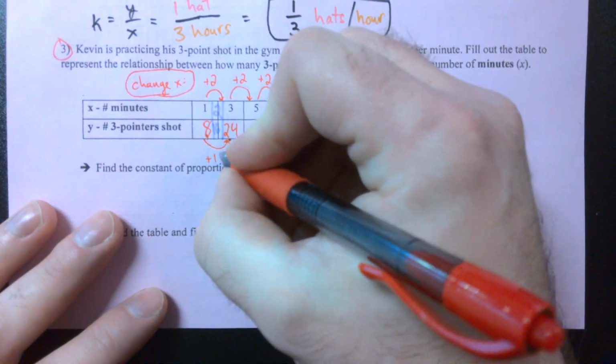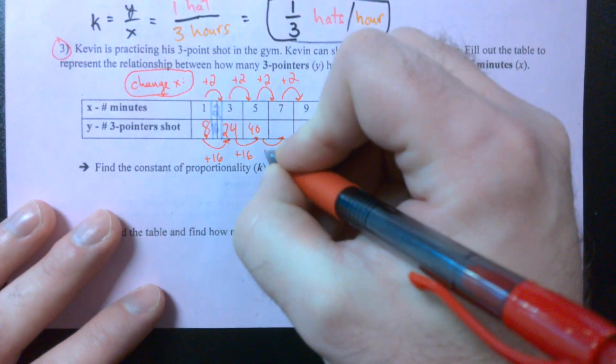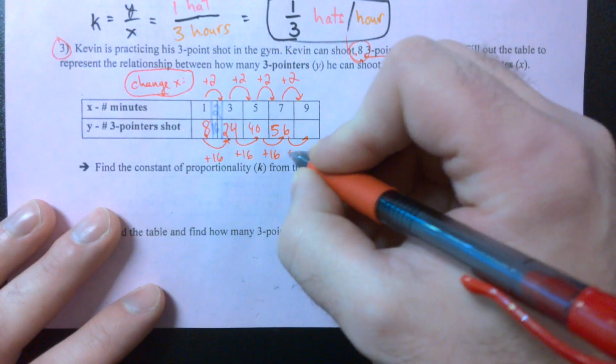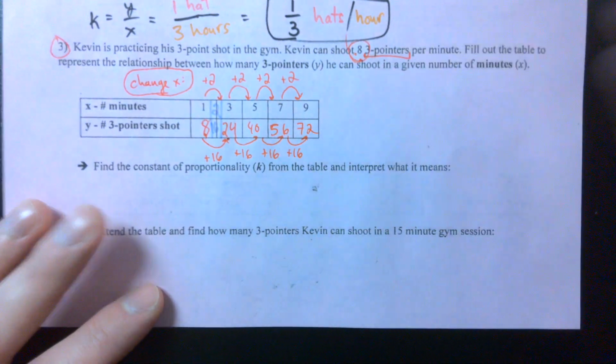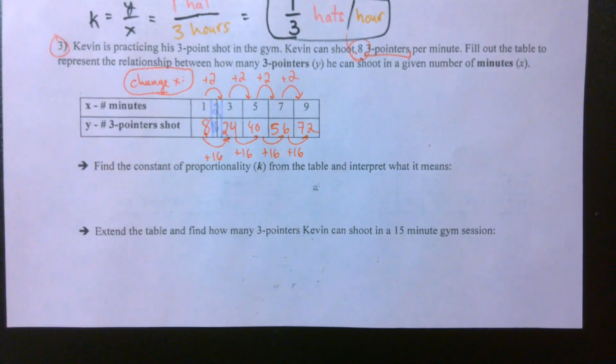16. So what's 24 plus 16? 40. What's 40 plus 16? 56. What's 56 plus 16? 72. Give me a thumbs up. Your table looks like mine. Yep. Vanessa's does, Ayana's does, Amari's does, Phaedra's, Billy's, Johnny's, Elijah's.